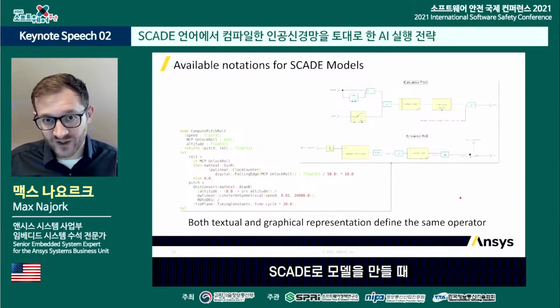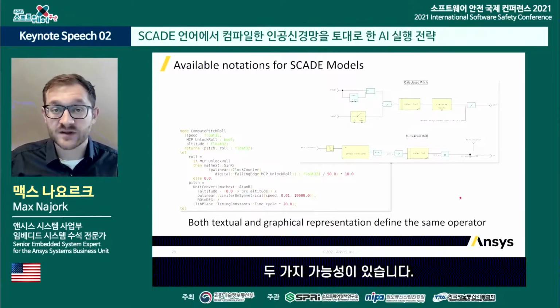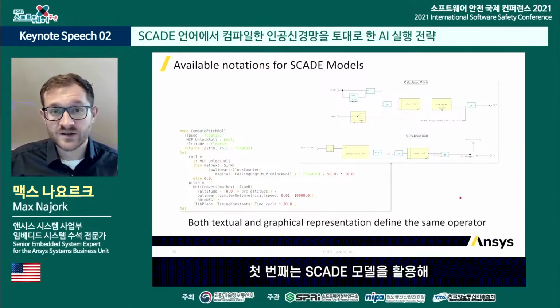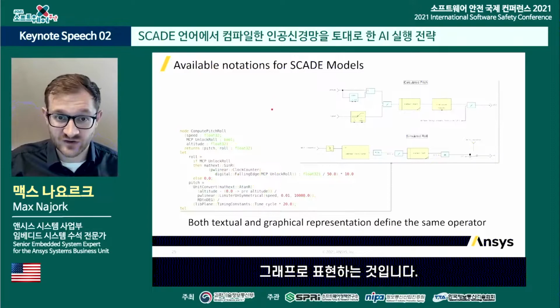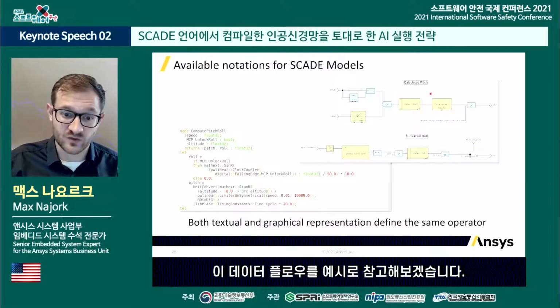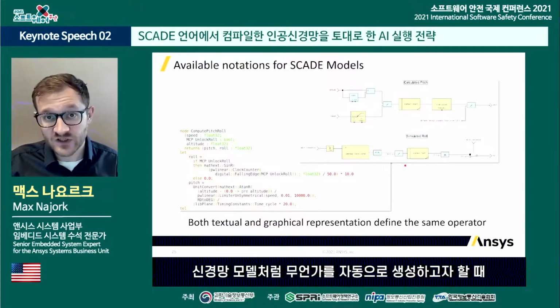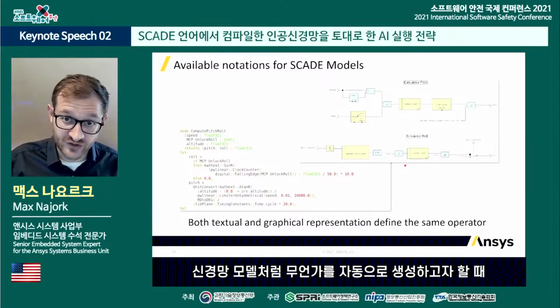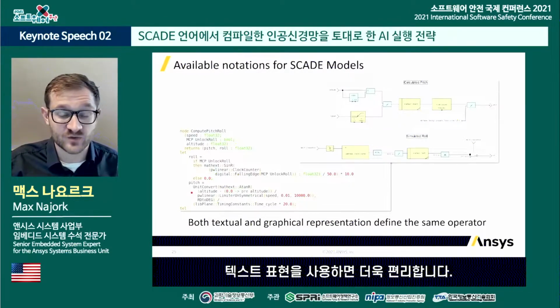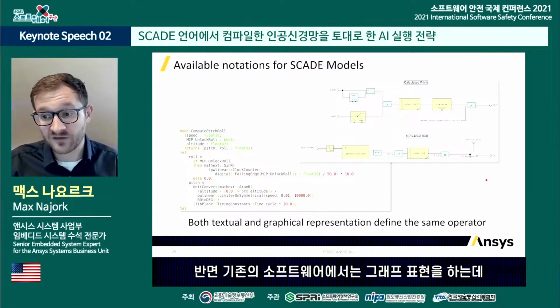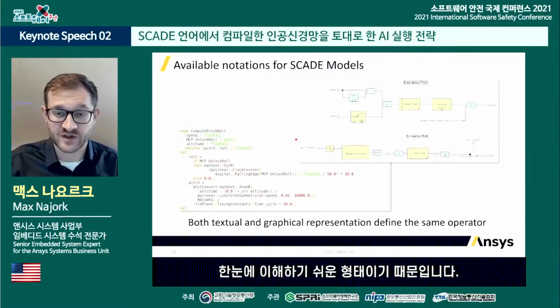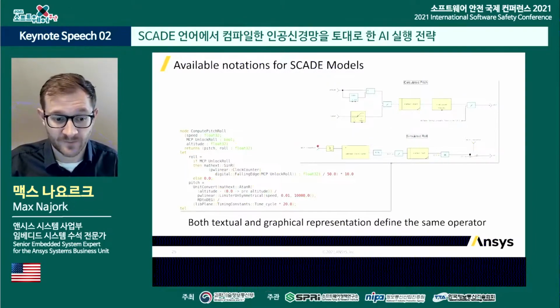When we model using Scade, we have two possibilities. One is leveraging Scade models in a graphical representation, so we have nice data flows as an example here. Or we can use textual notation, especially when we want to auto-generate something like a neural network model. The textual notation will come in extremely handy, while for the traditional software, we typically use the graphical notation because it's just much more comprehensible to a human being.